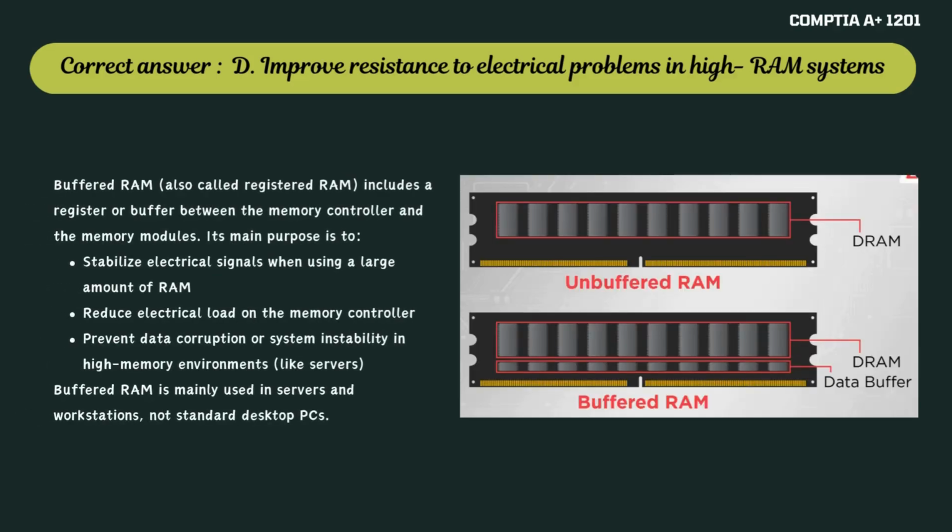Buffered RAM, also called registered RAM, includes a register or buffer between the memory controller and the memory modules. Its main purpose is to stabilize electrical signals when using a large amount of RAM, reduce electrical load on the memory controller, and prevent data corruption or system instability in high memory environments, like servers. Buffered RAM is mainly used in servers and workstations, not standard desktop PCs.